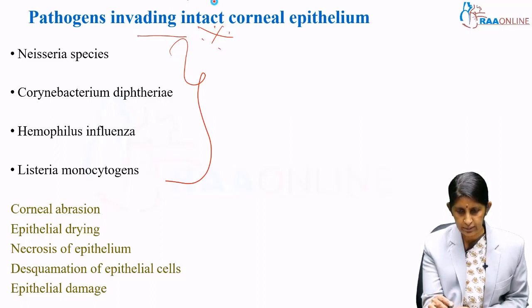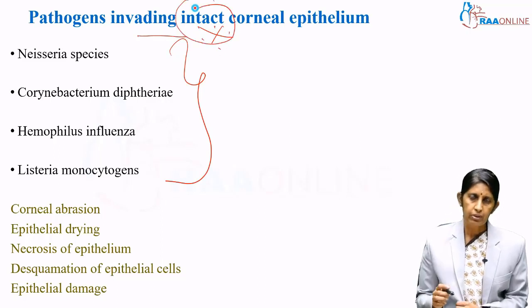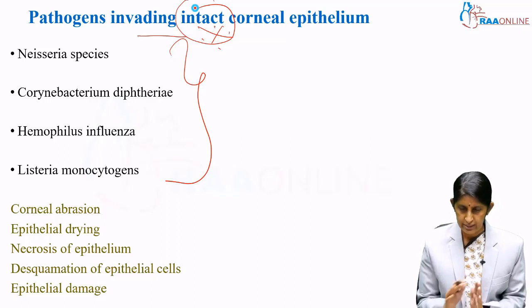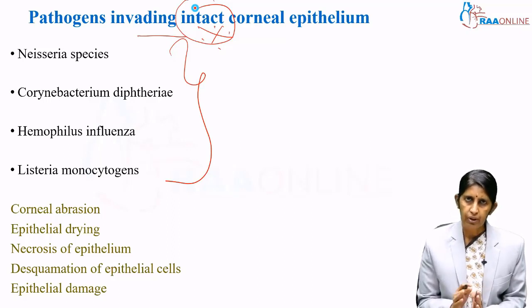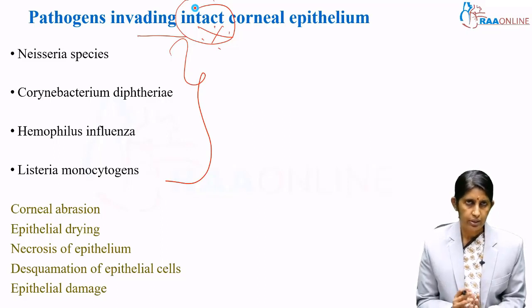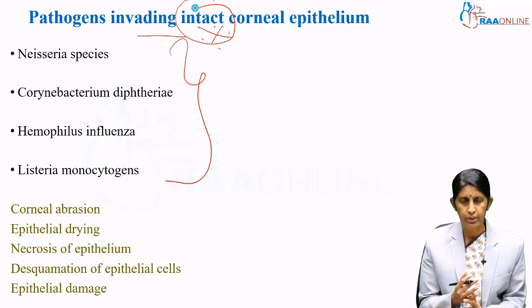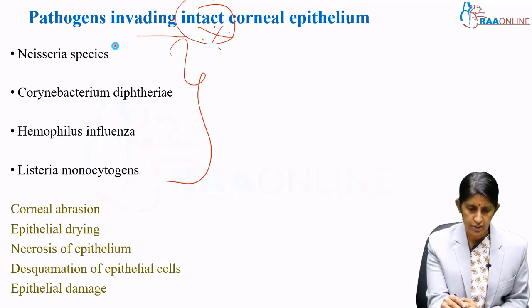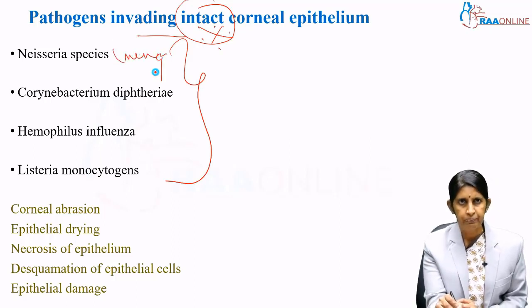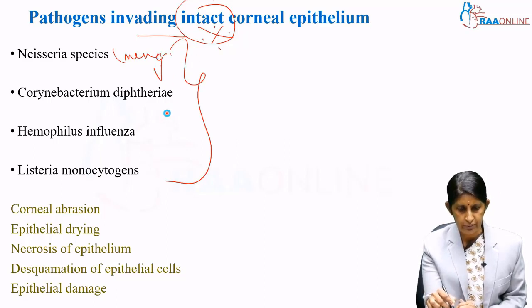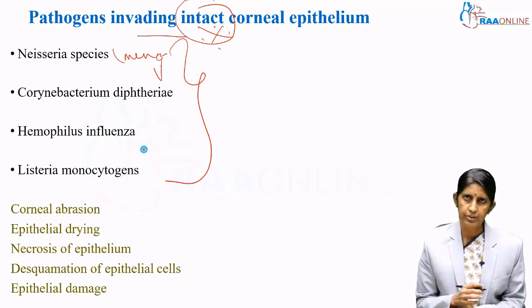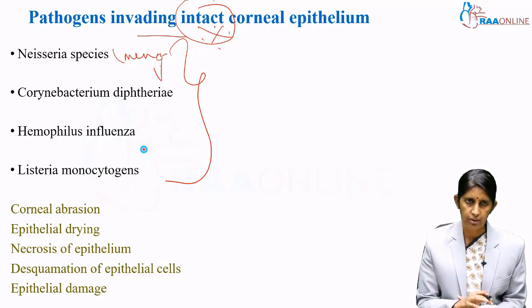The word intact here has a lot of meaning, because even if the cornea is intact, totally devoid of any aberrations or any predisposing factors, the organism can still go and affect the cornea, which makes it very dangerous. So what are these organisms? Neisseria meningitidis, specifically meningitidis. Then you can have Corynebacterium diphtheriae, Haemophilus influenzae, Listeria monocytogenes. These are the most dangerous organisms because they can invade an intact corneal epithelium.